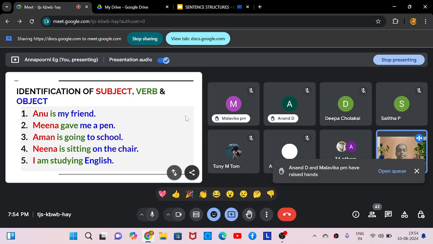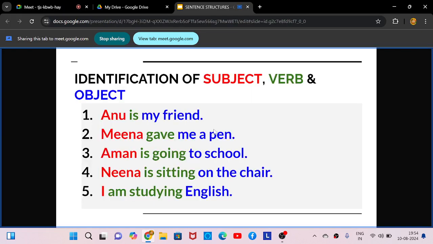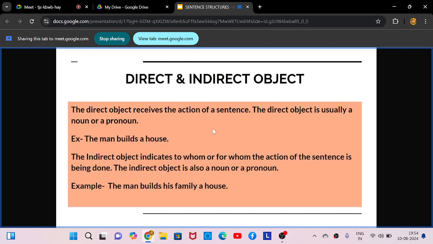Now coming to the second sentence, how to identify two objects. So there are two names for these objects, direct object and indirect object.